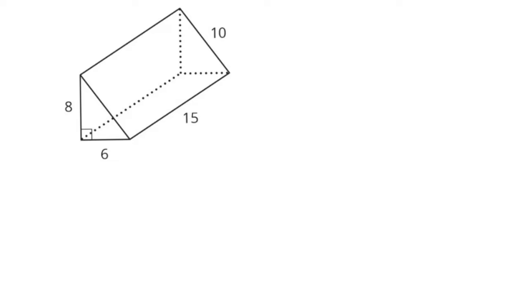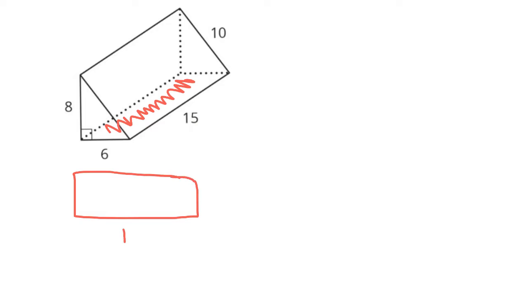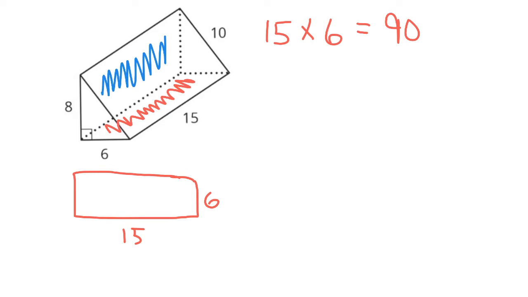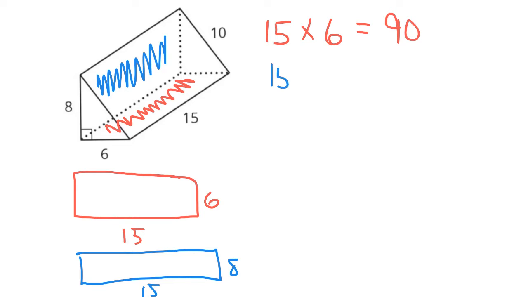So on this prism, we have a bottom here, which is 15 by 6. It's basically a rectangle. It's 15 by 6. So 15 times 6 equals 90. Then we have a back piece here, which is another rectangle that is 15 by 8. So we have 15 times 8, and that equals 120.